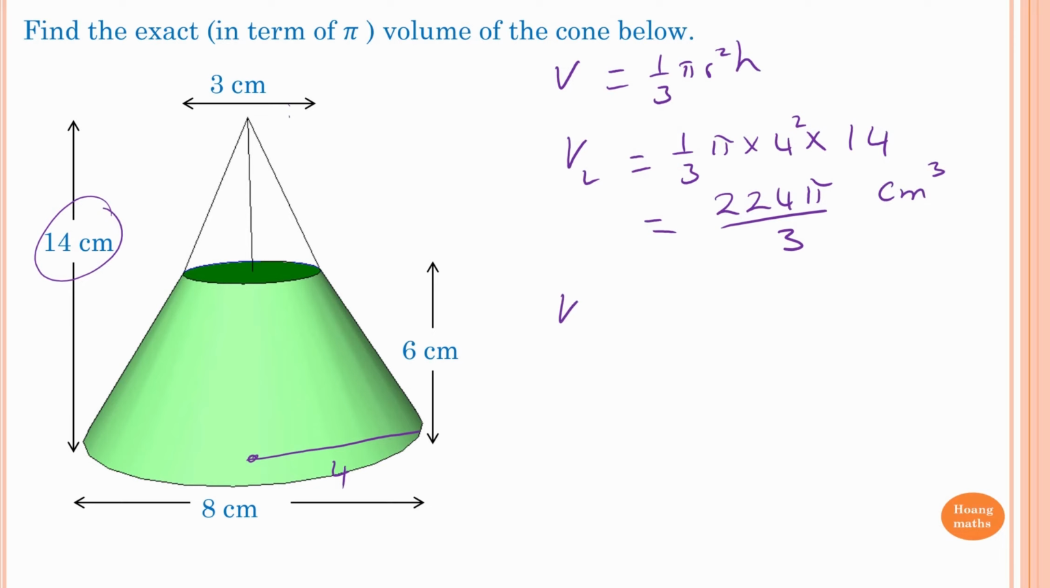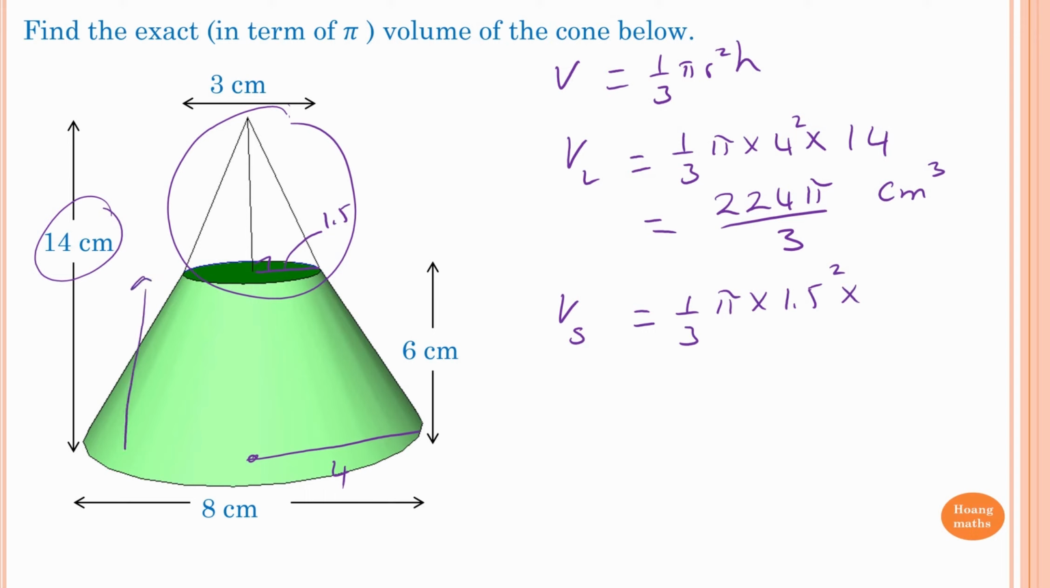And the smaller one, let's make it VS. The smaller one is this one here. So we know that the diameter is 3. So half of 3 gives me the radius. So this is 1.5. So you go 1 over 3 pi times 1.5 squared times the height. The height of this, from here to here, is 6. So this must be 14 minus 6, which is 8 centimeters, the height of the small cone.